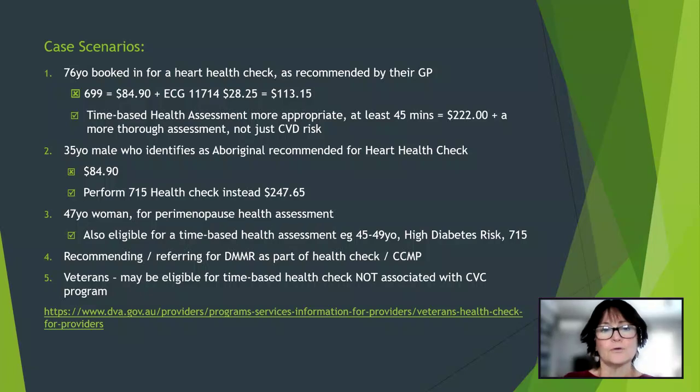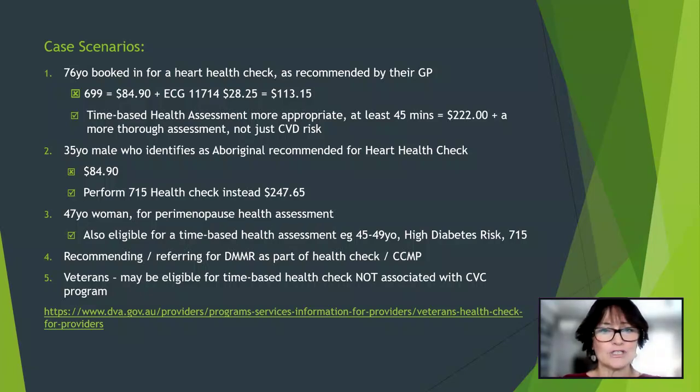Next, we have a 35-year-old male who identifies as Aboriginal, who has also been recommended for a heart health check. Now, I'm going to say these are things that have actually been sent to me. These are real times where I have suggested that we do something else other than the heart health check. Because sometimes the GPs just go, let's just do this because they're talking about heart risk, but let's look at other things as well.